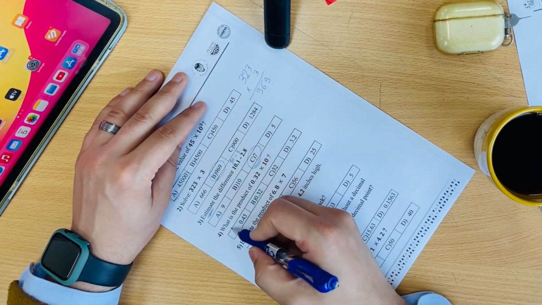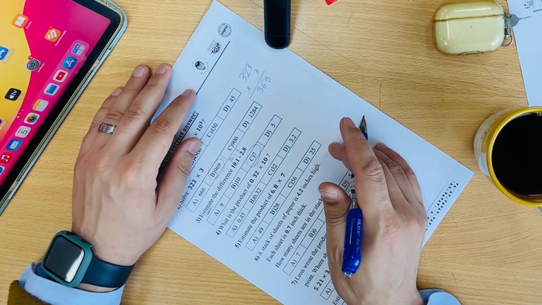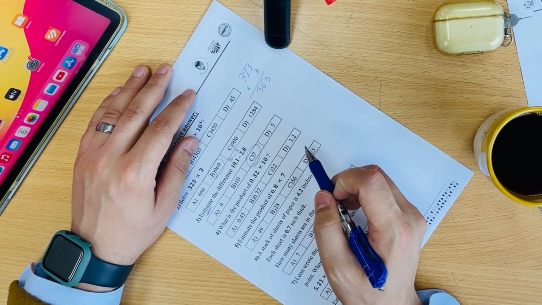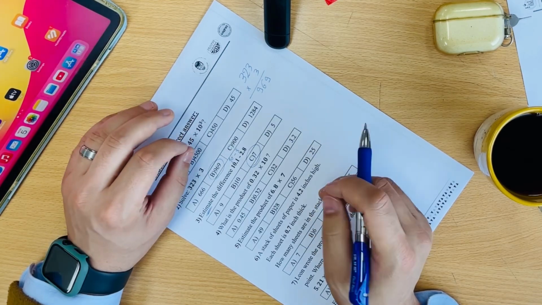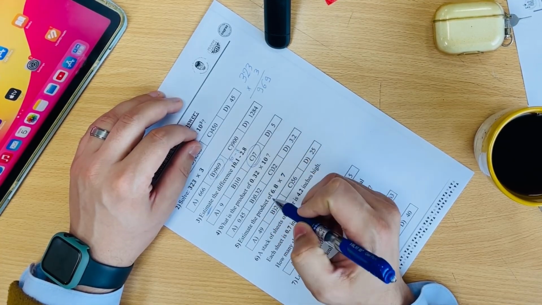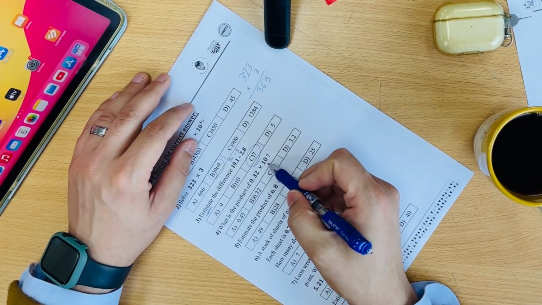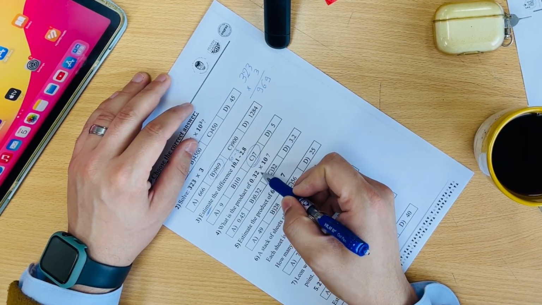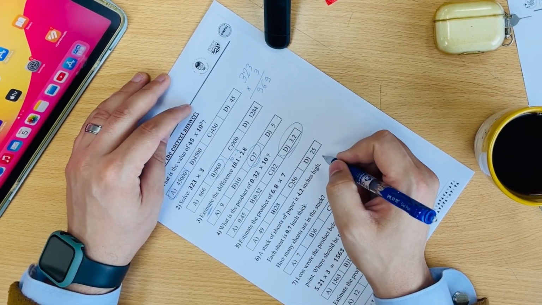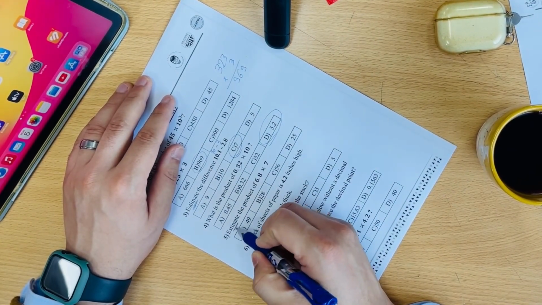Now, what is the product of 0.32 multiplied by 10? I told you before, if we have a decimal and we need to multiply it by 10 or 100 or 1000, we should move the point to the right according to the number of zeros. Here 10 contains only 1 zero, so you should move it only 1 digit. So it will be 3.2.